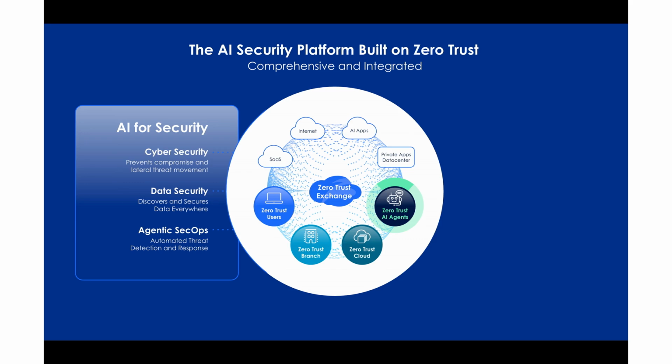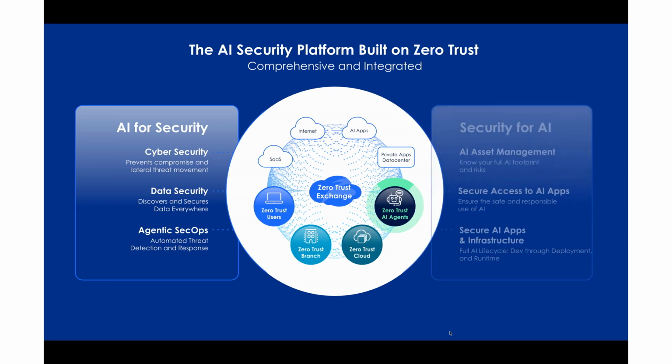And then we expanded into the cloud with Zero Trust Cloud, providing that workload to internet or workload to workload segmentation with Zero Trust network access principles, and even enhanced it with microsegmentation, where we can run a lightweight agent on the workloads and provide microsegmentation. In the world of AI, of course, we're going to be talking about Zero Trust for our AI agents. On the left-hand side, we have AI for security, where we take AI technology to enhance the offerings we do around cybersecurity, data security, and agentic SecOps.